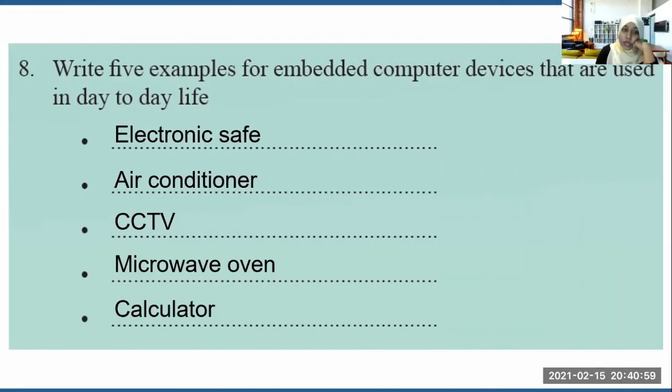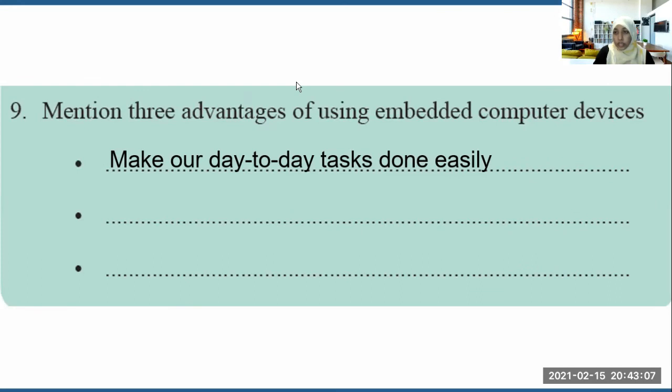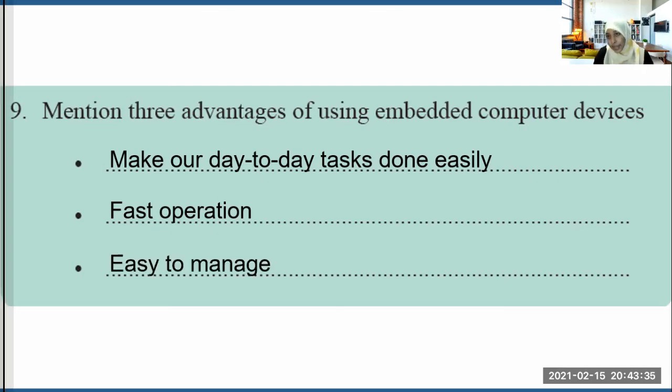Okay, let me go to the last question. Now you should mention 3 advantages of using embedded computer devices. So make work easier. These systems are highly stable and reliable. Good, also correct. Another one, fast operation. We can operate it very fast, right? If you want to turn on the AC, you can operate it fast. If you want to wash your clothes, you can operate the washing machine fast. So, fast operations and easy to manage.